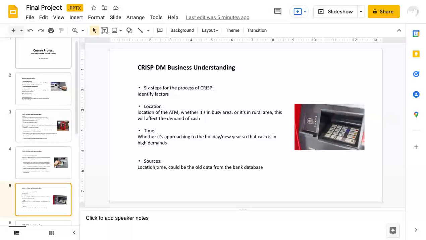The next step for this process should be identify the factors. So there are two key factors. The first one is the location, and the second one is time. And we can actually obtain this data from the database in the banking operations. Every time they will have that kind of records that we can refer to.